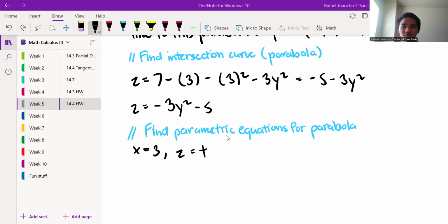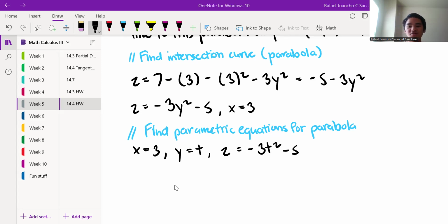So we find the intersection curve, right? Let's also put x equals 3 here, and then let's parameterize. So x equals 3, y, okay, you know what? Let's do this. y is equal to t. And so that means my z is negative 3t squared minus 5. Oh, there we go. We did it. Nice. But that's the parametric equation of the curve.